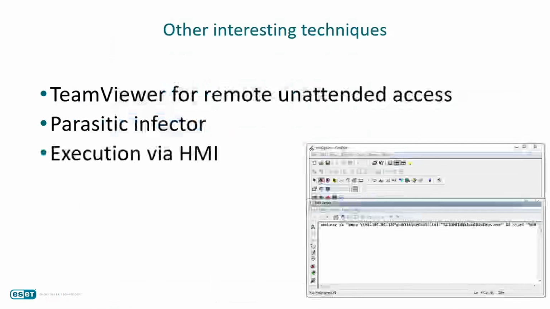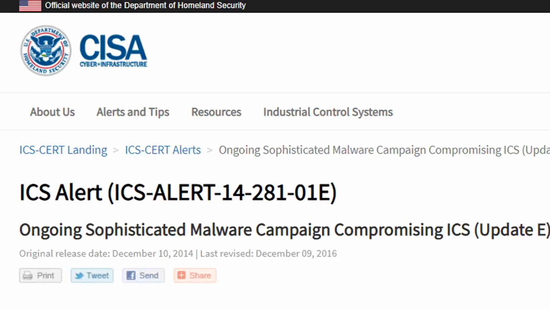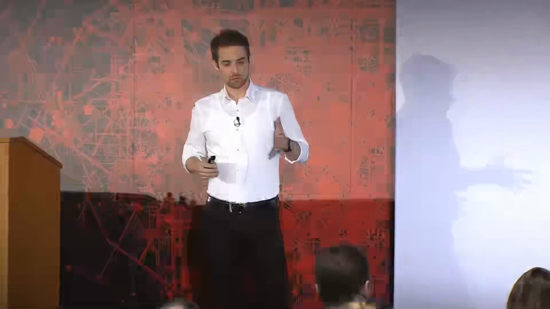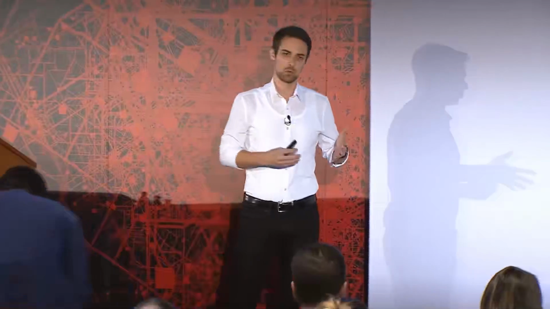The details about this are described in this ICS advisory, so you can go there and check out the details if you want. This is interesting because this was one of the first indicators that this group had an interest in critical infrastructure and ICS. This was, of course, before the blackouts actually happened.